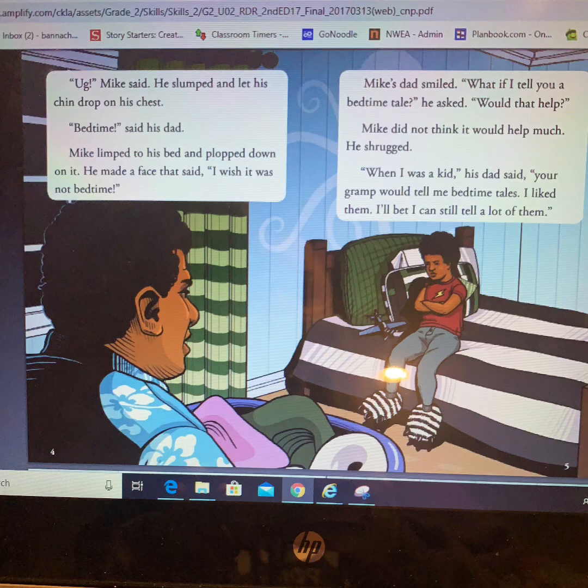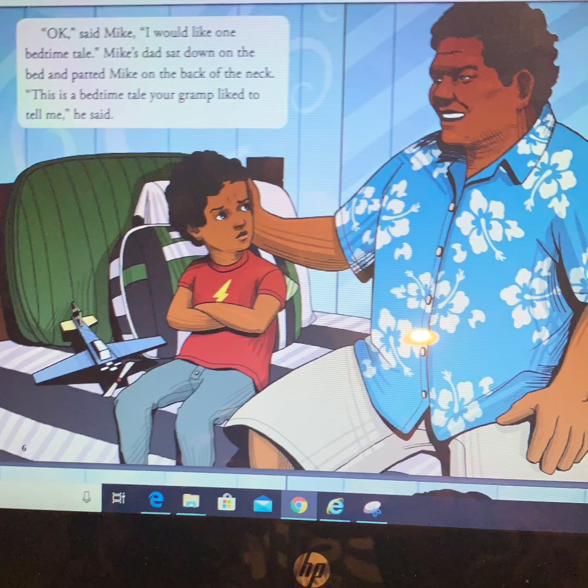Mike's dad smiled. What if I tell you a bedtime tale? He asked. Would that help? Mike did not think it would help much. He shrugged. When I was a kid, his dad said, your gramp would tell me bedtime tales. I like them. I'll bet I can still tell a lot of them. Okay, said Mike. I would like one bedtime tale. Mike's dad sat down on the bed and patted Mike on the back of the neck. This is a bedtime tale your gramp liked to tell me, he said.